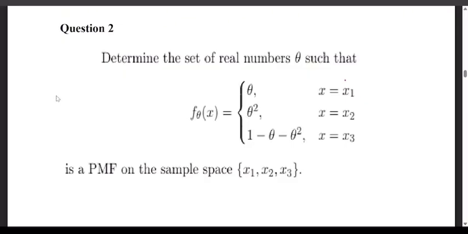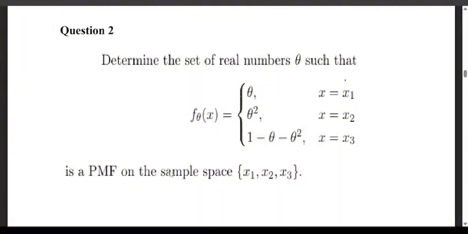Now, I want to walk into question number two right now. Determine the set of real numbers theta such that f of s equals theta when s equals x1, theta squared when s equals x2, and 1 minus theta minus theta squared when s equals x3, is a PMF on the sample space.